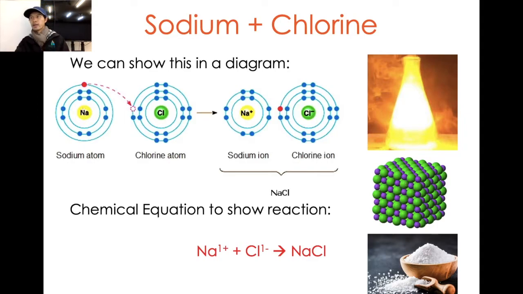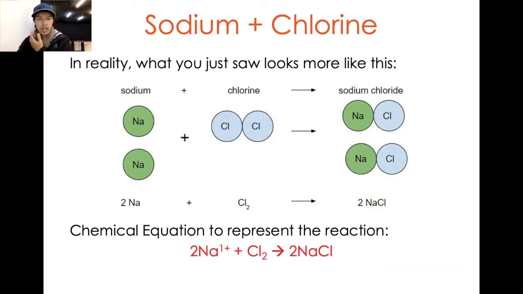Now, there's something to note here. If I were to put this in an actual chemical reaction equation, it would actually look more like this, right? And the difference between this diagram and the previous one is rather than having one sodium, you actually have two. And there's a reason for that. In reality, it's not that one sodium atom will interact with one chlorine atom, it's that two sodium atoms will interact with a pair of chlorine atoms. You don't really need to know why at this stage.